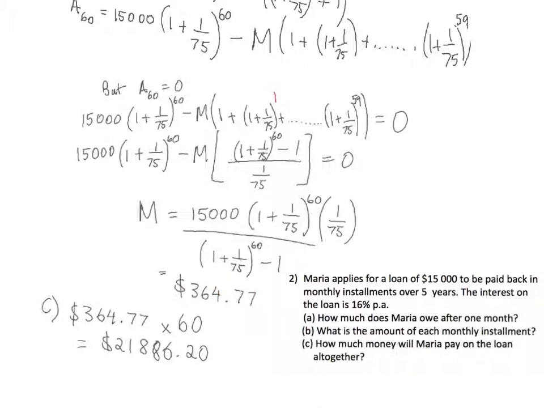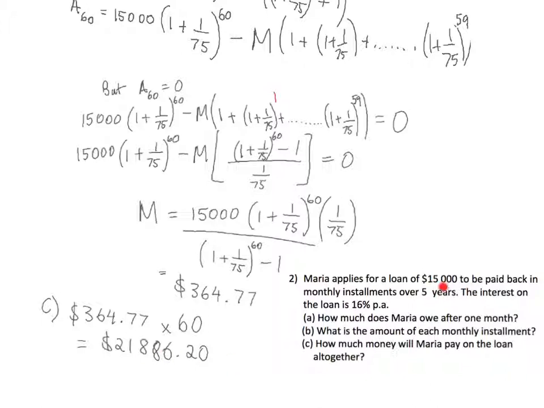Alright, and then the last part says, how much money will Maria pay on the loan altogether? Well, if she's paying $364.77 every month for 60 months, then you can see if you multiply those together, that's how much she is going to be paying back altogether. So $21,886.20.